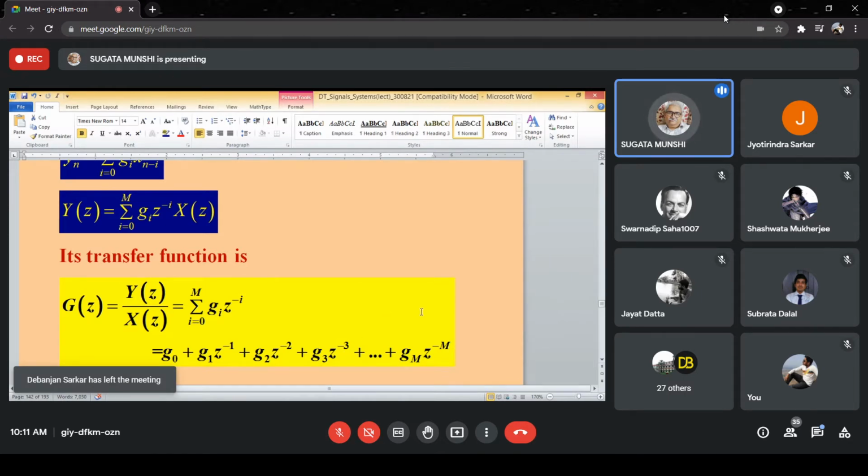So where are the poles of the transfer function located? Remember that we are considering here a causal non-recursive or FIR system. So that is the expression for the transfer function. So where are the poles located? In this case, the poles of the transfer function.